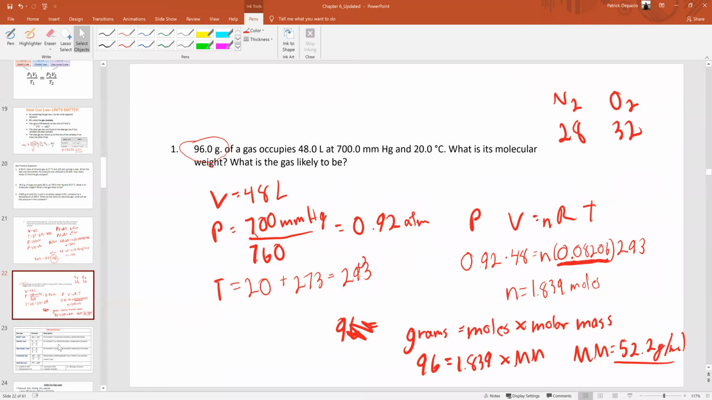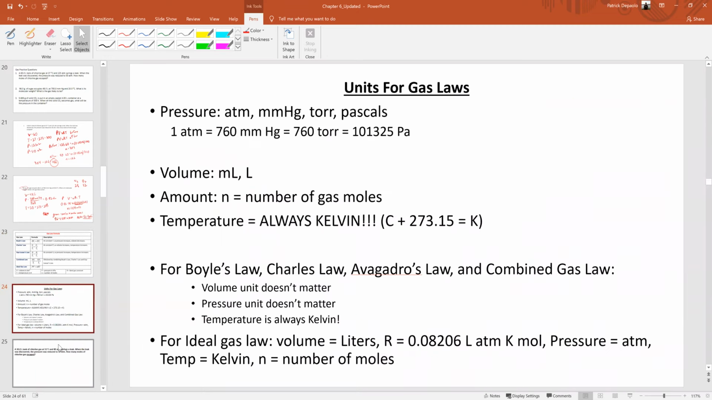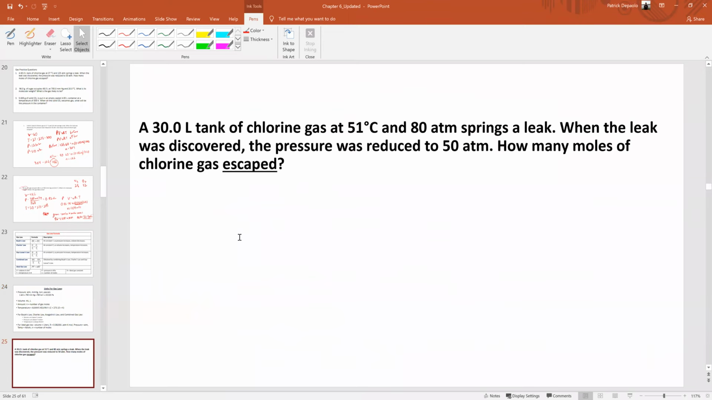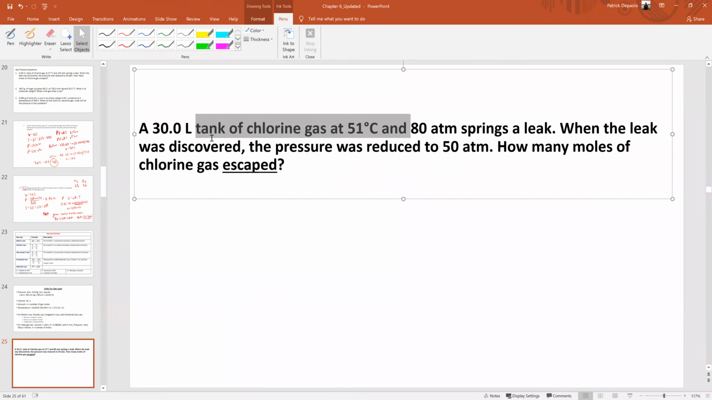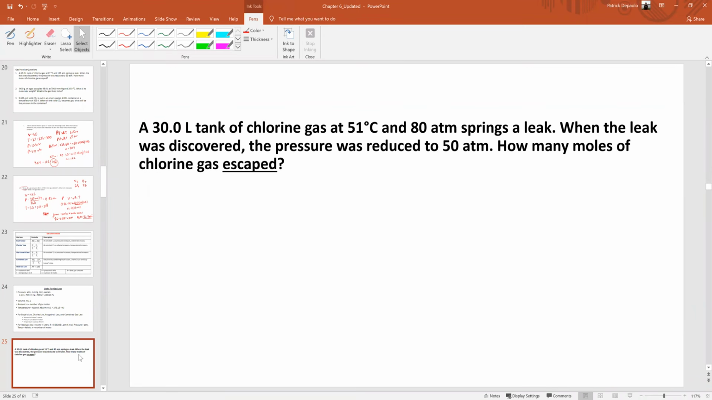Okay. So now moving on. There is a summary of all the gas laws, everything that we learned. Units for gas laws. Again, just a refresher, same slide as before. Here's another example, the same one, but a different pressure with the chlorine. So you can try that on your own.